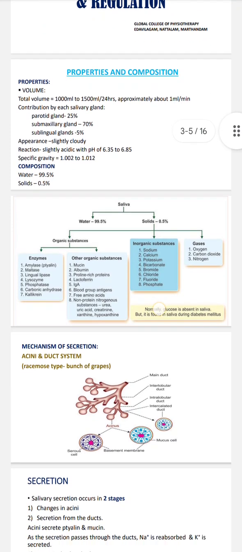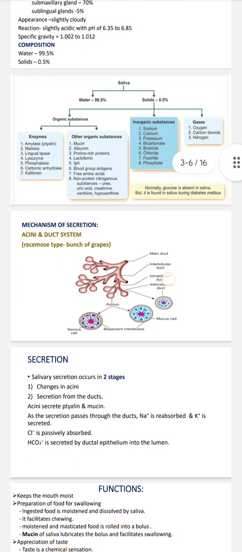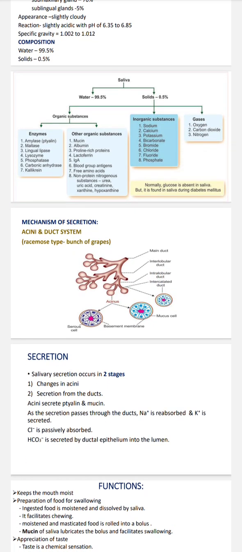The solids include organic substances, inorganic substances, as well as gases. The organic substances contain enzymes like amylase, maltase, lingual lipase, lysozyme, phosphatase, etc. Other organic substances include mucin, albumin, lactoferrin, immunoglobulin A, blood group antigens, free amino acids, and non-nitrogenous substances like urea, uric acid, and creatine. All of these are present in the saliva.